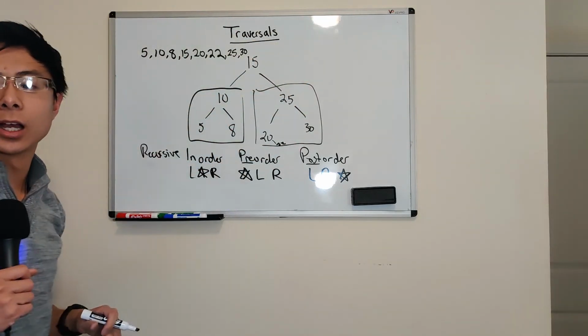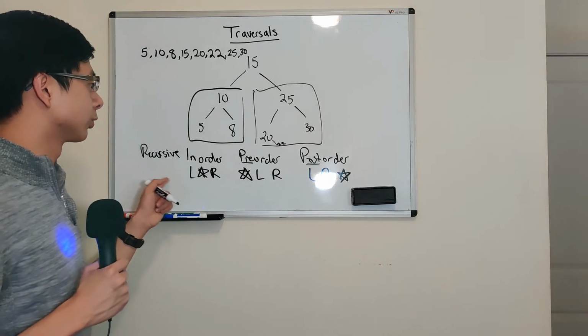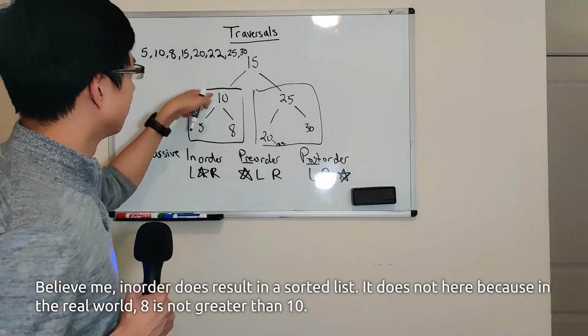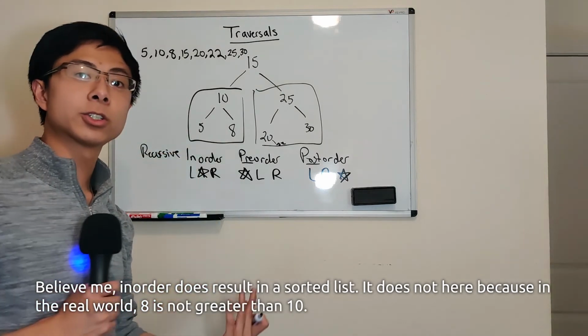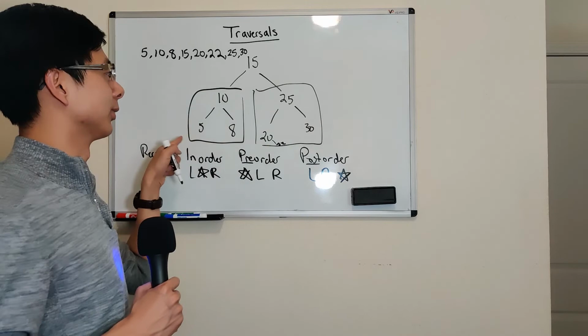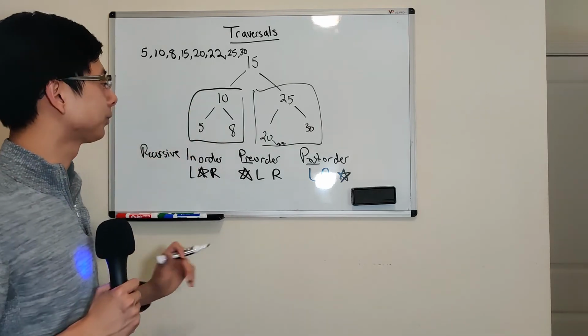Now in a binary search tree, you may notice that an in order traversal just results in a sorted list, right? Because you're always going left, middle, right, and then in a binary search tree, the left child is less than, root is in the middle, and the right is greater than. So you always have this sorted order.